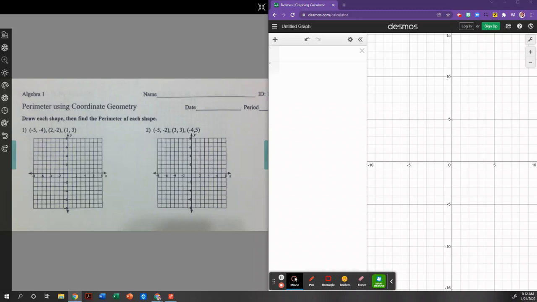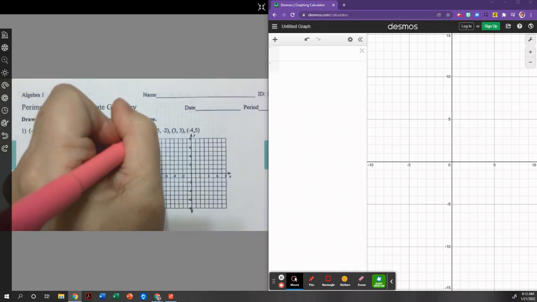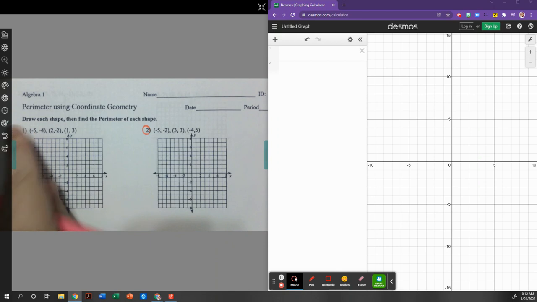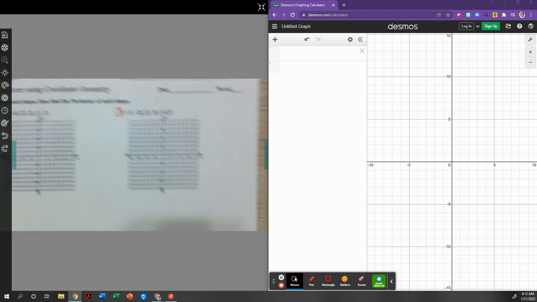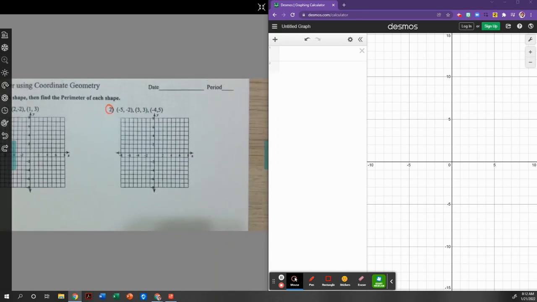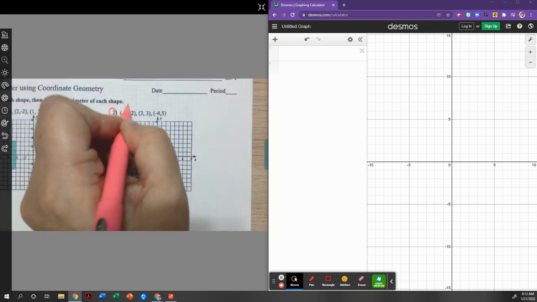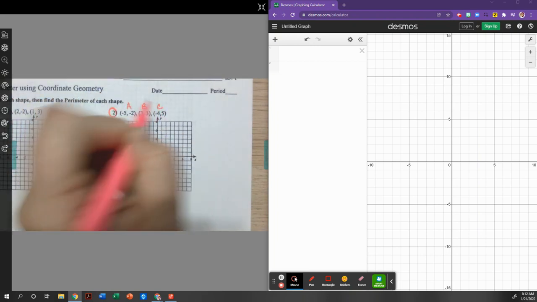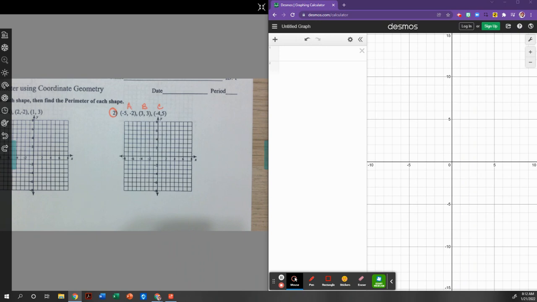All right, you guys, so we're going to do example number 2 on this worksheet, perimeter using coordinate geometry. What you're going to do is label your points accordingly. It's just going to help you out in the next step. Hint: if there are 3 points, you should have a triangle. If there are 4 points, you should have some sort of quadrilateral.